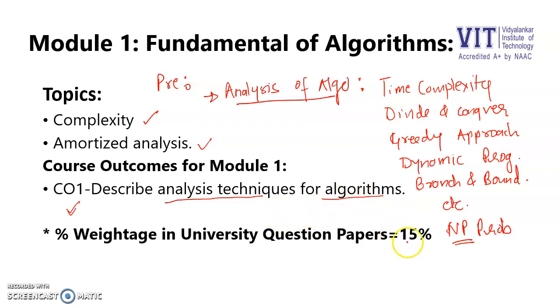The overall weightage of this particular topic in the university question paper is around 15%. So it is very important from an exam point of view, and trust me, it's very simple. You just have to apply your brain and concentrate. Okay? So this is about the basic topics, course outcome and weightage of this chapter.